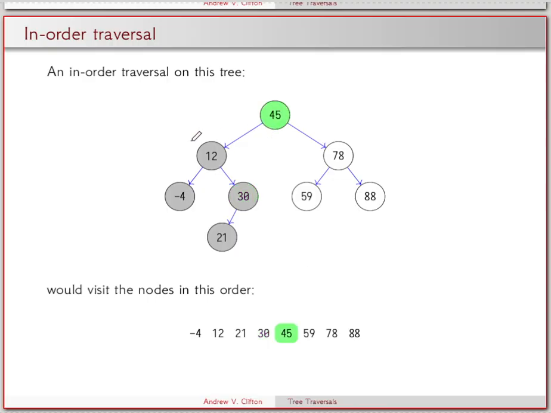So 45, I've finished 45's entire left subtree, and 45 does not have a left sibling to process, so 45 is next on my list. Then I go and do 59, 78, and then finally 88, and then I'm done. So it gives me the nodes in ascending numerical order. Of course, if you wanted descending order, just swap left and right in the code.